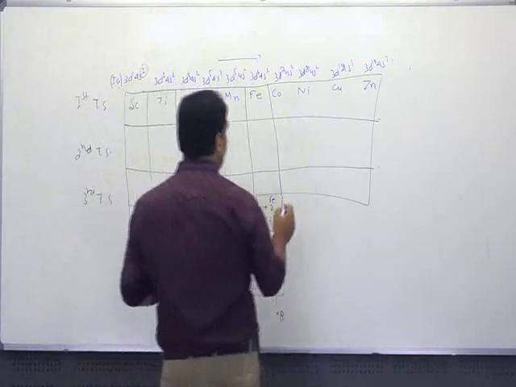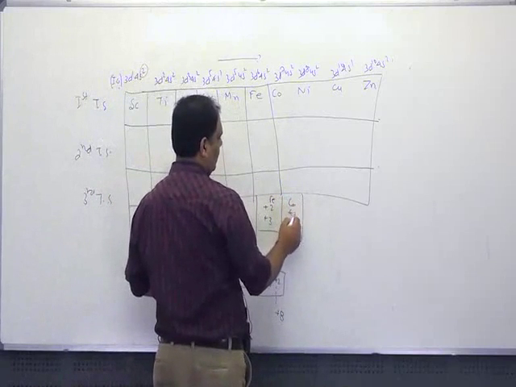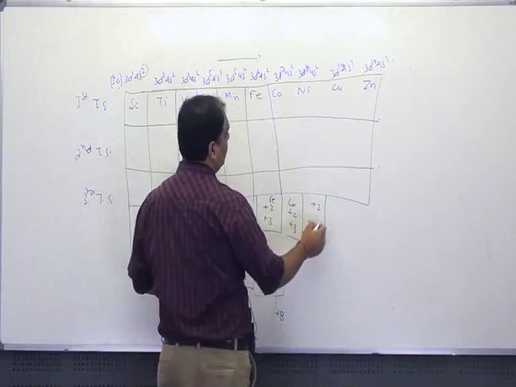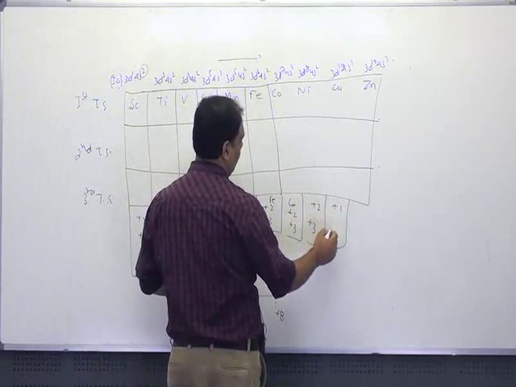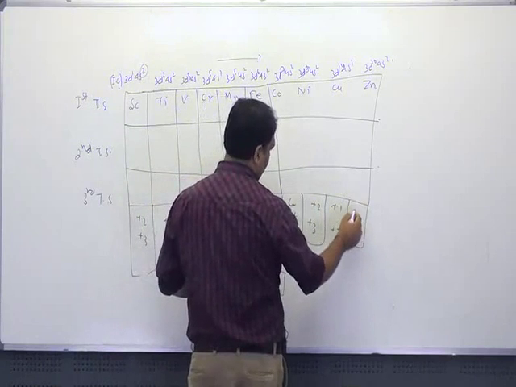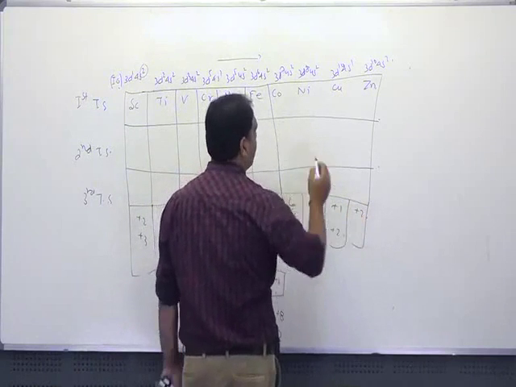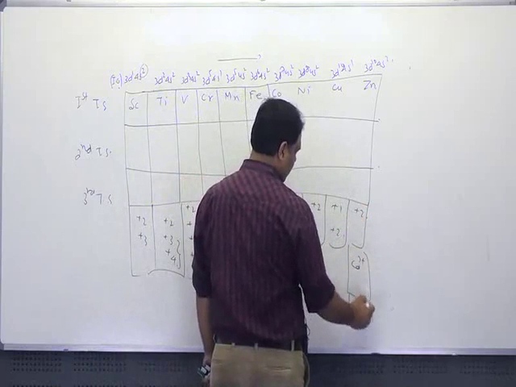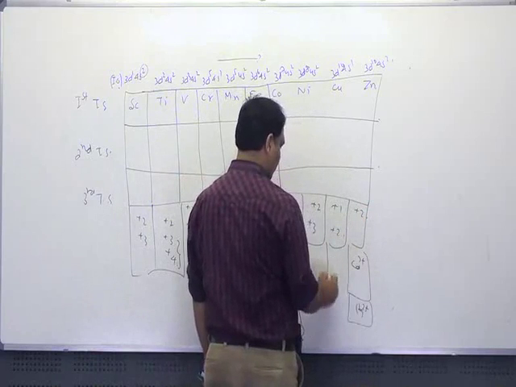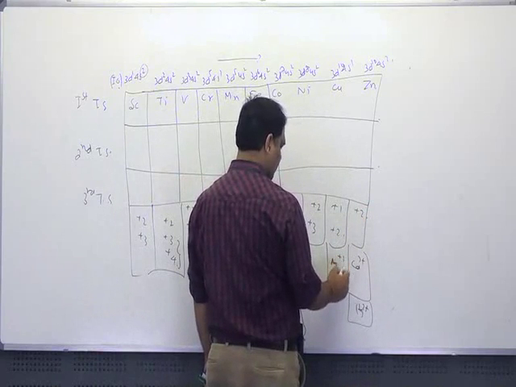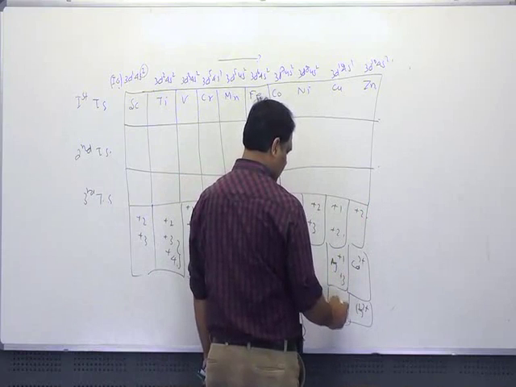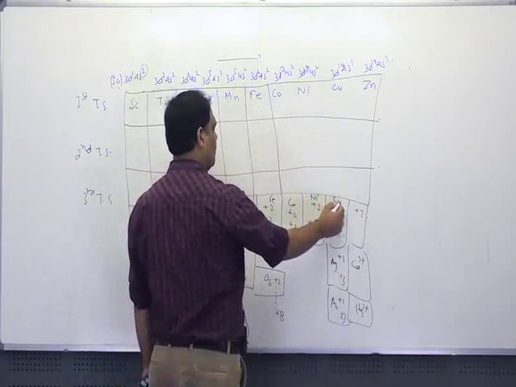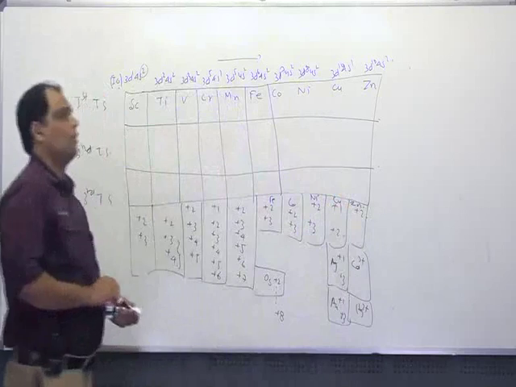Again, cobalt has only +2 and +3. Nickel has +2 and +3. Copper has +1 and +2, and zinc has only +2. Cadmium also has +2, mercury also has +2. Silver has +1 and +3. Gold has +1 and +3. So these are the permissible valencies.